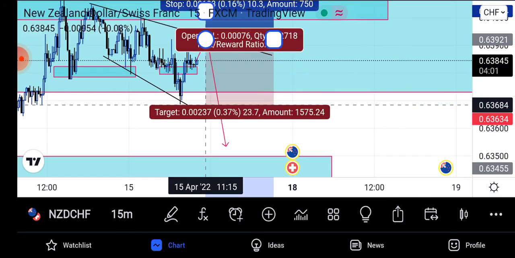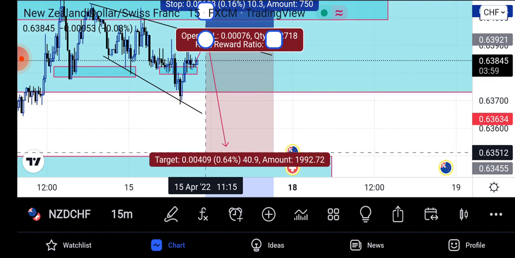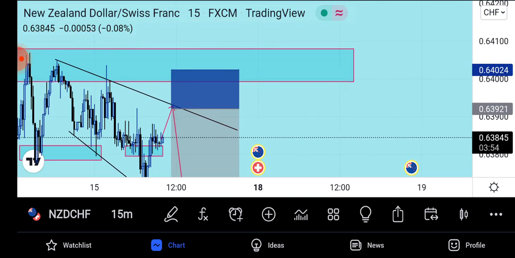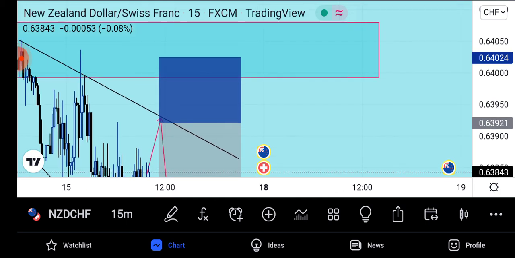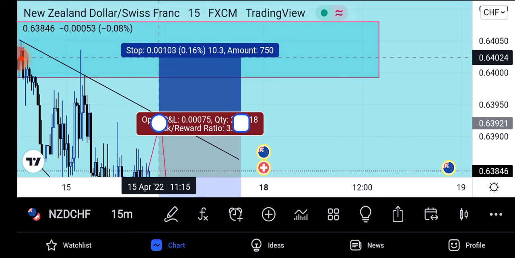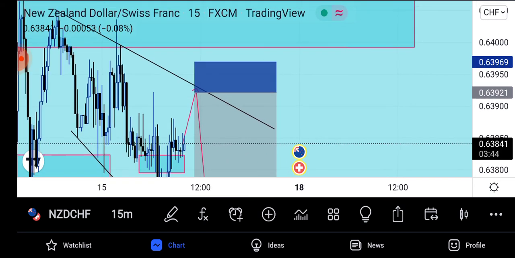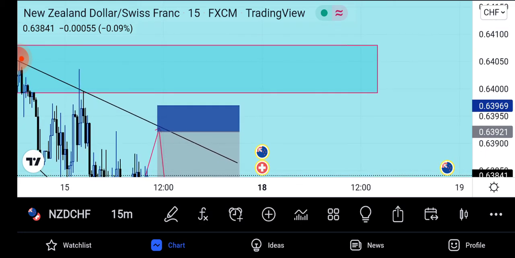My TP down here should be around 40 pips. Then my SL will just be above this, just here. I'll not be risking much, just 5 pips around this point. 5 pip SL for 40 pips TP.